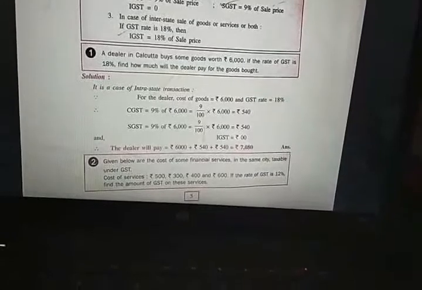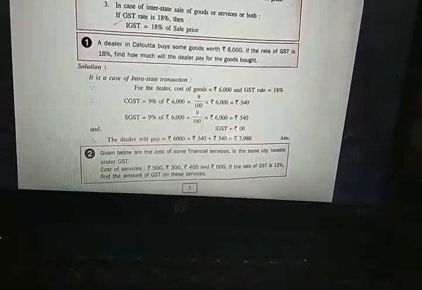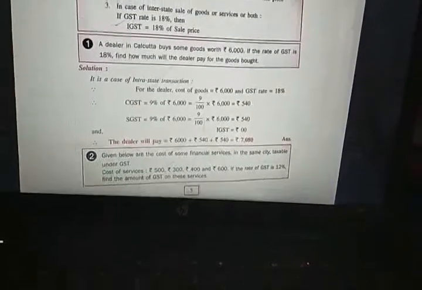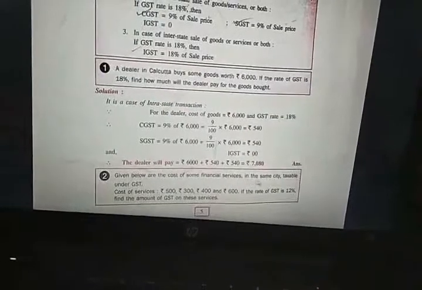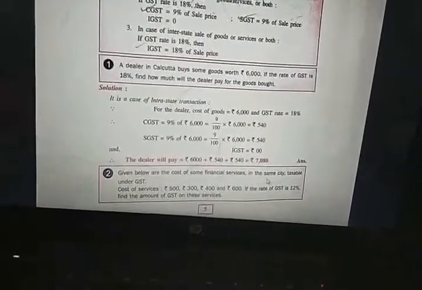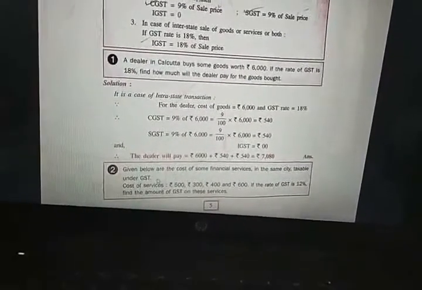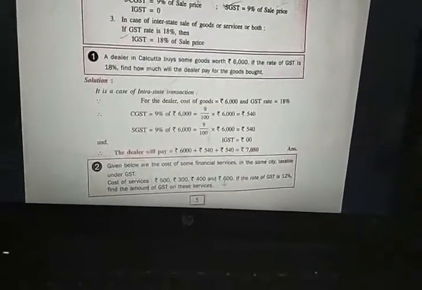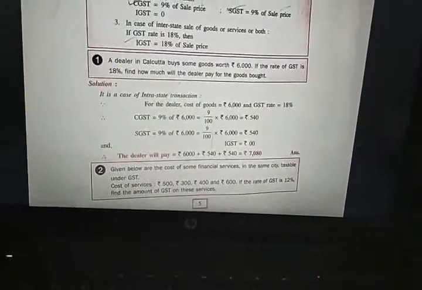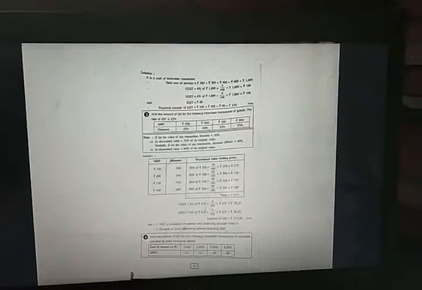Now we move to example number 2. Given below are the costs of some financial services in the same city. Now mark this word, in the same city. In the same city means again it is the case of intrastate transaction, taxable under GST. Cost of services are 500, 300, 400, 600. If the rate of GST is 12%, find the amount of GST on these services. Here is the solution which I'm going to explain to you.